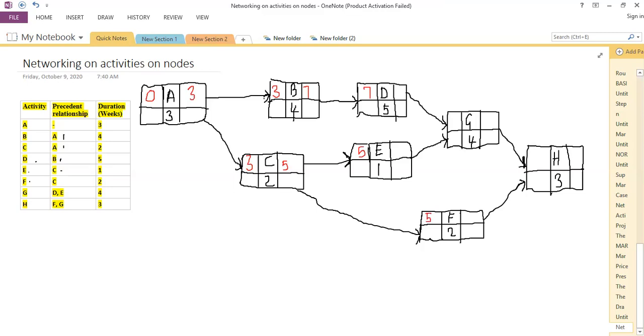Then for G, we have got a comparison to make. We need to compute the earliest that we can finish D as well as E. So we start with D. 7 plus 5, this will give us 12. For E, 5 plus 1, this will give us 6. Then which figure should we push to G as the earliest it can begin? It should be given by the longest amount of time taken by any one of these two activities, which were predecessors of activity G. And so I'll push 12.